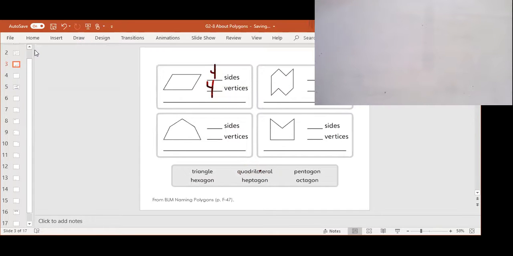Erase that now. Then we have this one. I've got to point with this so you can see what I'm doing. Sides. I'm going to start with this big side. 1, 2, 3, 4, 5, 6, 7, 8.